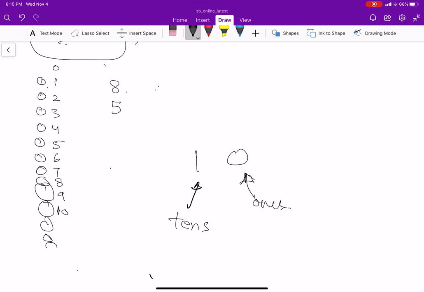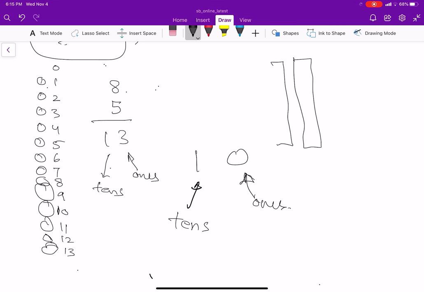So let's keep on going here and say 11, 12, and 13. So this is 13. Now we have 3 ones and 1 ten. So always think like this is tens. Let's go back. We have 1 ten and we have 1, 2, 3 ones. So this is 10, 1, 2, 3, 4, 5, 6, 7, 8, 9, 10. So this is 13.